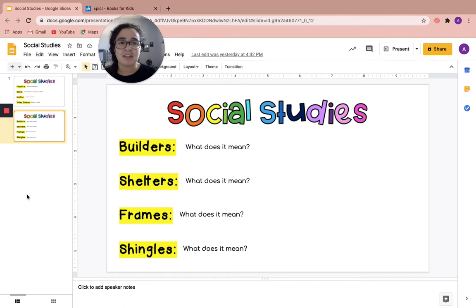Alright friends, now that you're back, we are going to do some vocabulary before we start. This lesson has 4 vocabulary words. Now, the first one is this one. Do you know what it says? Alright, let's spell it together. B-U-I-L-D-E-R-S. Do you know what this says? This word says builders. Do you know what a builder is?